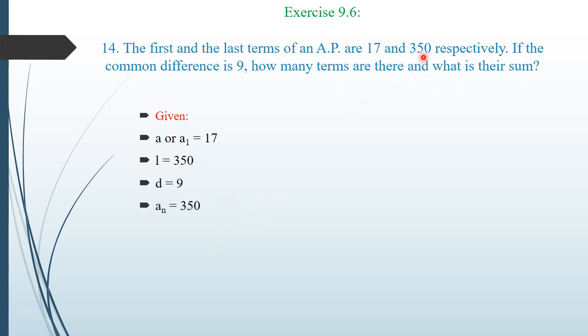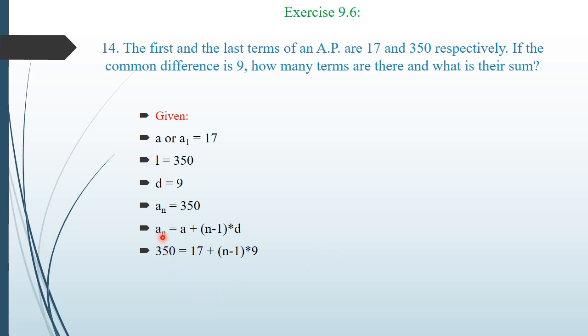So, using this last term that is given to us, L is equal to 350, I will note down as AN. We do not know how many terms are there in this AP, so I'll indicate this term as AN, that is equal to 350. Now, using this general formula to find nth term of an AP, that is AN equal to A plus N minus 1 into D, I'll substitute all the available data in this equation and I will solve it for N, which will give me number of terms present in this AP.